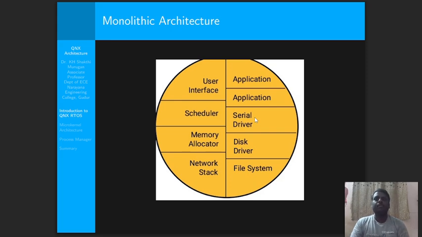So this is the monolithic architecture. There are two kinds of architectures. One is monolithic and the other one is microkernel. In the monolithic architecture, as the diagram is showing, there is only one memory space, and in that memory space itself, everything is available: the user interface, scheduler, memory allocator, network stack, disk drivers, serial drivers, and applications, everything. So this is one disadvantage. Even if any one of these fails, then the entire system is going to be a failure.